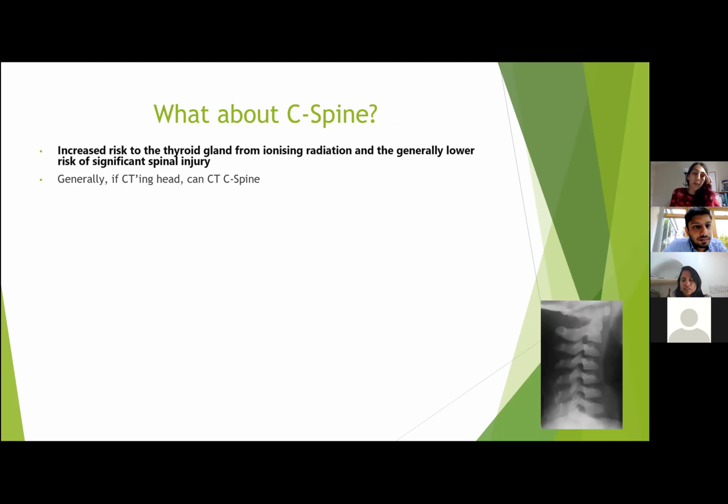Okay, so we've talked about the head. What about the C-spine? Again, we don't want to image the C-spine when we don't need to, because there's a very high risk of radiation to the thyroid gland. The only time we really think about CTing the C-spine is if we're CTing the head and you've got an unconscious child, then you usually would do a CT C-spine at the same time as well, because when someone's unconscious, you can't really assess or clinically clear the C-spine.